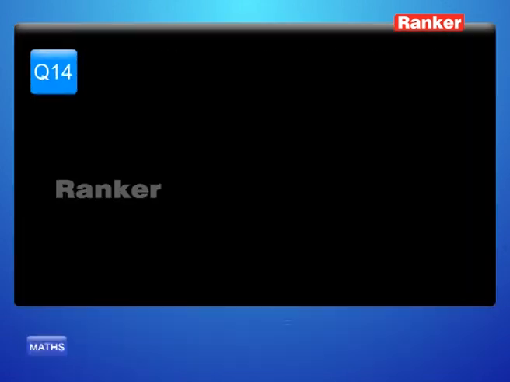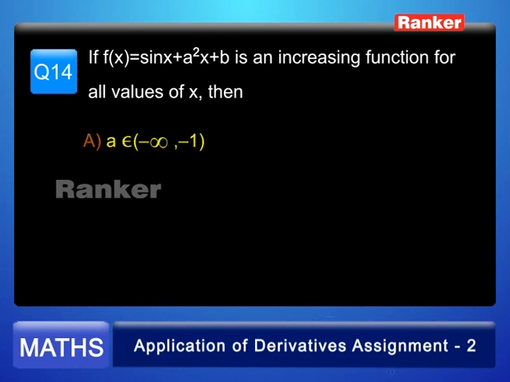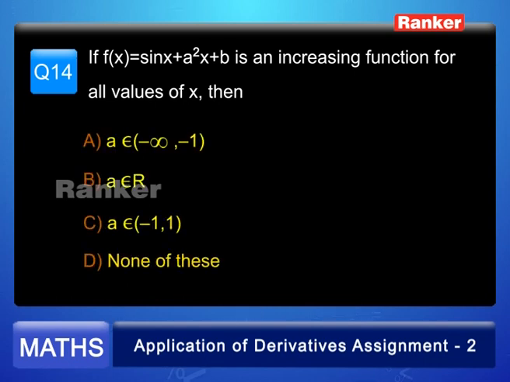Next question. If f of x is equal to sin x plus a square x plus b is an increasing function for all values of x, then option A, a belongs to minus infinity to minus 1, option B, a belongs to R, option C, a belongs to minus 1 to 1, and option D, none of this.